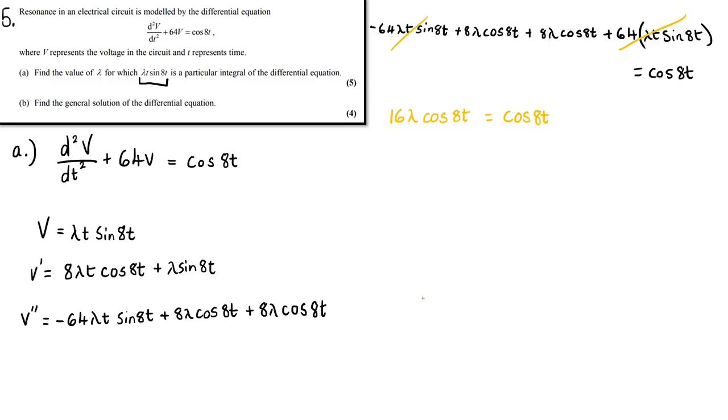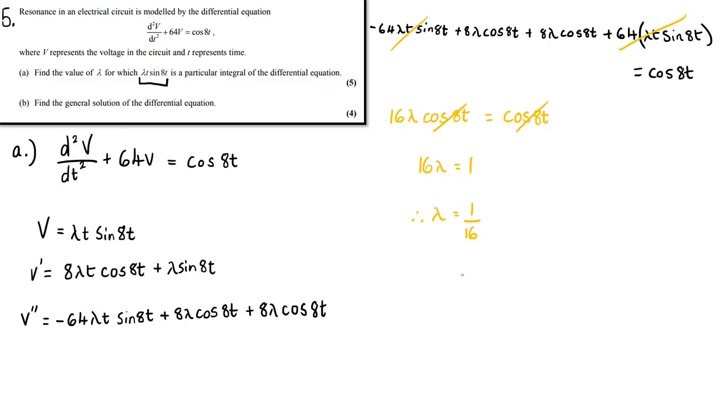That's equal to cos 8t. Okay. And from here now, hopefully you can see this is nice and easy to solve. Just dividing both sides here by cos 8t. So I get 16 lambda equal to 1 once we divided both sides by cos 8t. So I get 16 lambda is equal to 1. And then clearly to get lambda, we just divide by the coefficient here of 16. So therefore lambda is equal to 1 over 16. Okay. So that gives us our solution to part A there, finding the value of lambda.